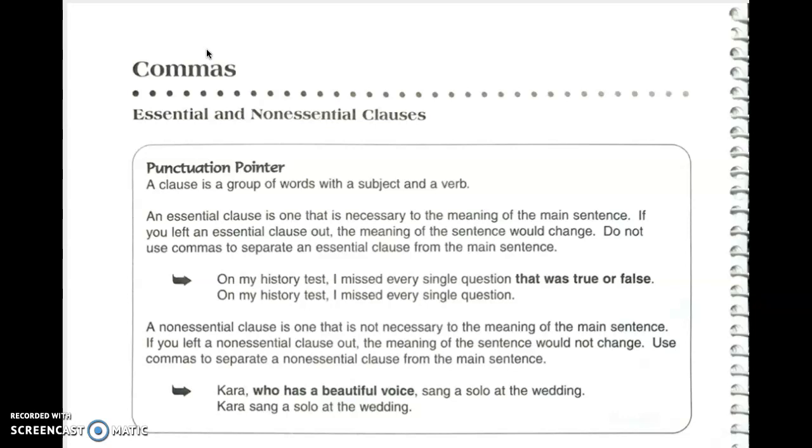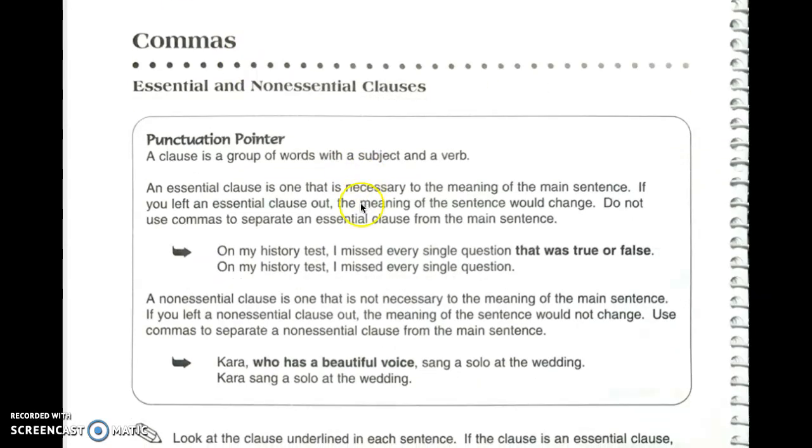If a clause is essential, that means that the sentence absolutely needs it in order to make complete sense. If it's non-essential, then it's not needed to make complete sense. Just lift it up out of the sentence, and the sentence itself still makes complete sense.